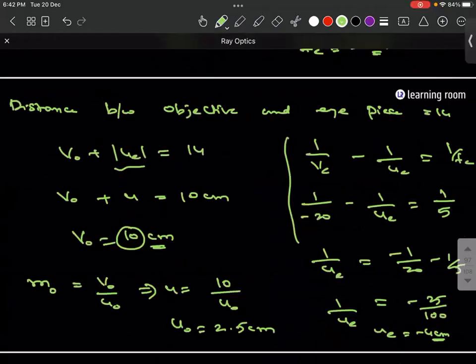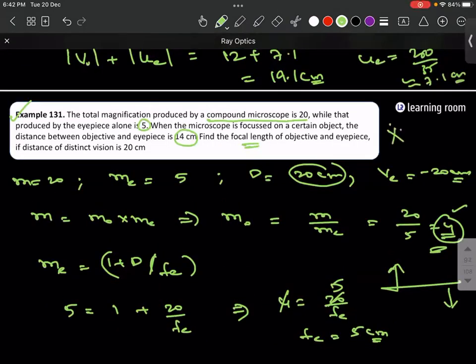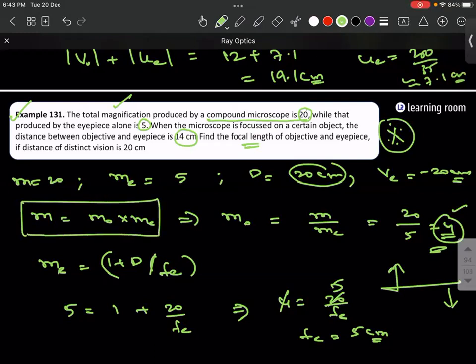See, this is actually a tough problem. I'll explain the algorithm. The total magnification is given, means the effective magnification due to a compound microscope is going to be 20, of which the magnification produced due to the eyepiece is 5. So will you be able to calculate the magnification due to the objective? Yes, by using this mathematical expression. I used it and got it as 4, right?